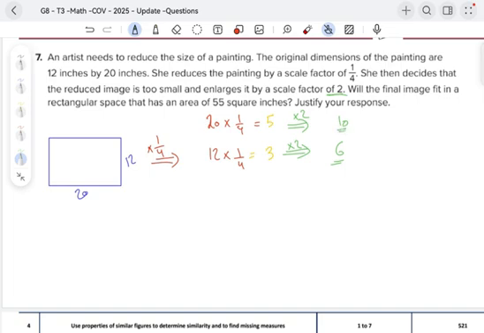Will the final image fit into a rectangular space that has an area of 55 square inches? The final dimensions are 10 by 6. If we want to find the area, multiplying length times width, it will be 60. This is the area of the final image. It will not fit, since the amount of space is smaller than the final image. So 60 is bigger than 55, so the answer: it will not fit.